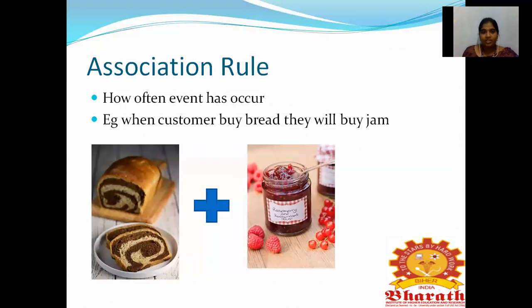Then another important thing is association. Here we are using the association rule. It is based on how often an event has occurred. Consider the example: suppose a customer is going to buy a new laptop, then probably 90% of customers will also buy software, a scratch card, a cooling pad, and so on.